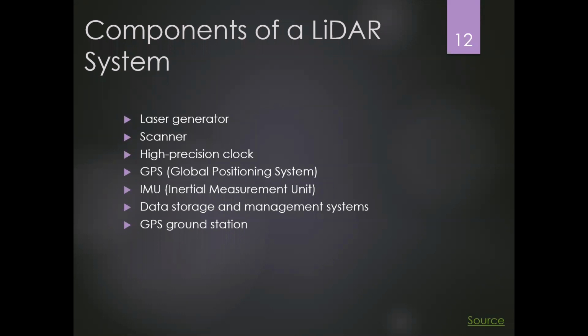These two components I mentioned before, and I also mentioned their functions. Then there is the data storage and management system, which is, of course, for data storage, just like the name. There is also the computer system connected to the sensor in the field, which can do some processing before getting back to the lab, to the office. And the GPS ground station is actually a part of GPS. They are on the ground to help provide location information.